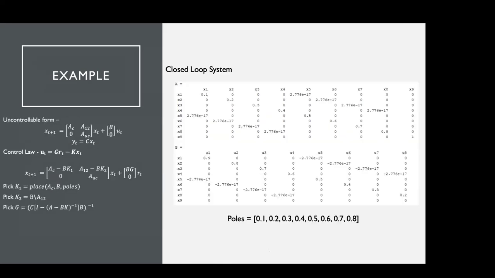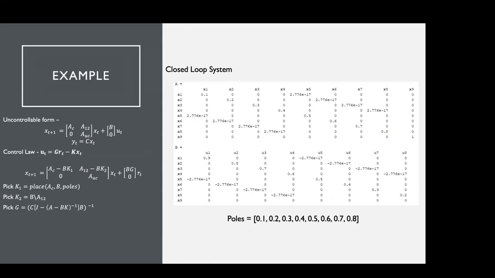If I then add the control law, GR minus KX, my system becomes this, where now I have the choice of choosing two gain values. I can choose K1, K2, or three gain values, and then G. So you can choose K1 using a MATLAB command called place, which is a numerical algorithm that places the poles where I tell it to place them.